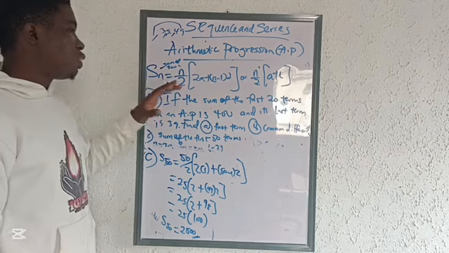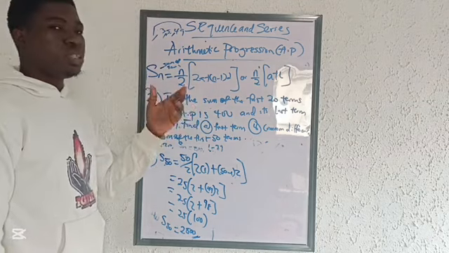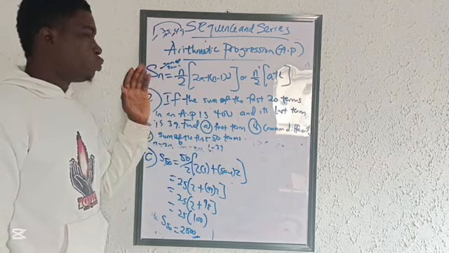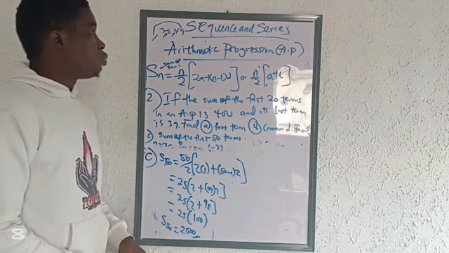So that's how to get the sum. I don't think if we have this variant of question, the other variant of question, there should be any question you're not able to solve when it comes to sum in arithmetic progression.